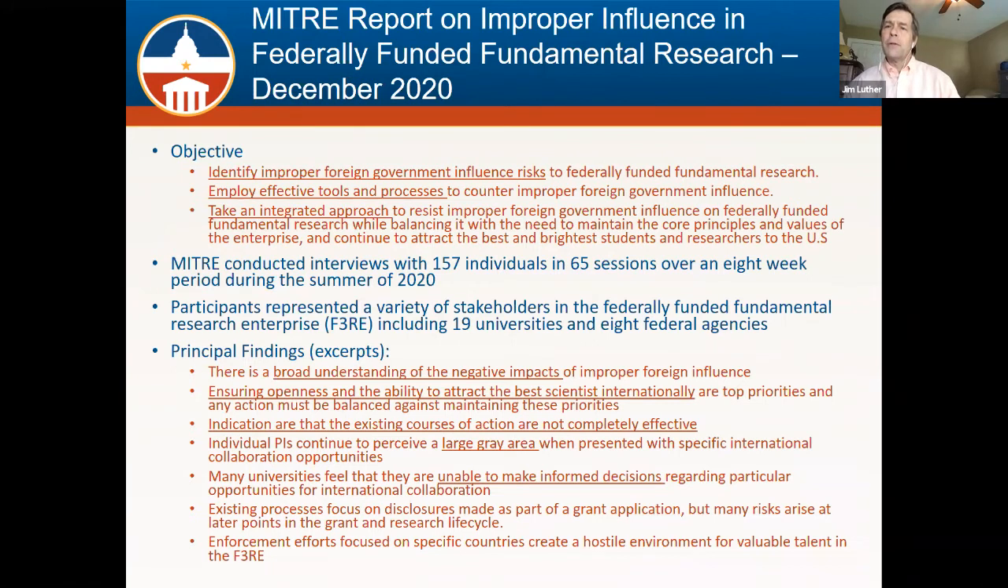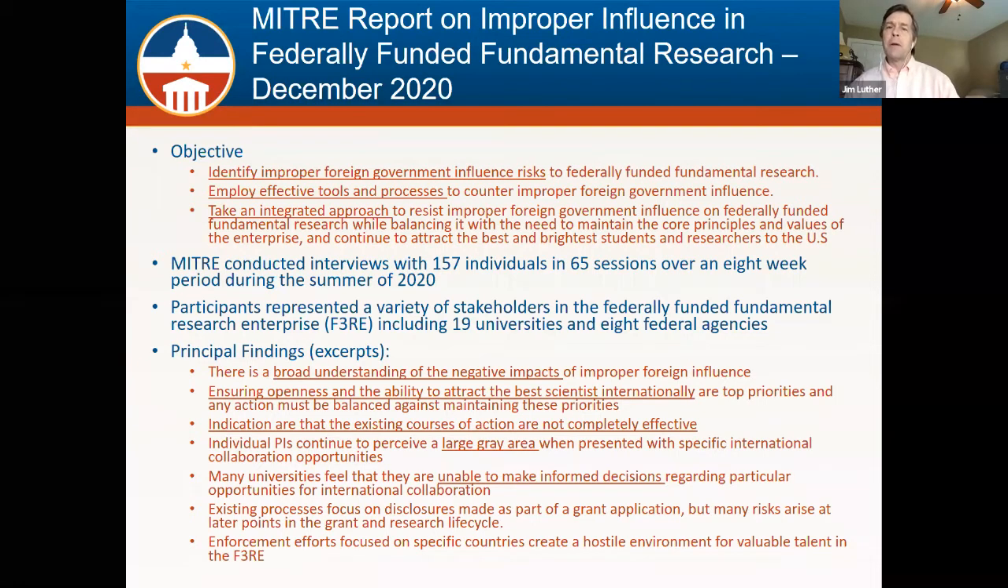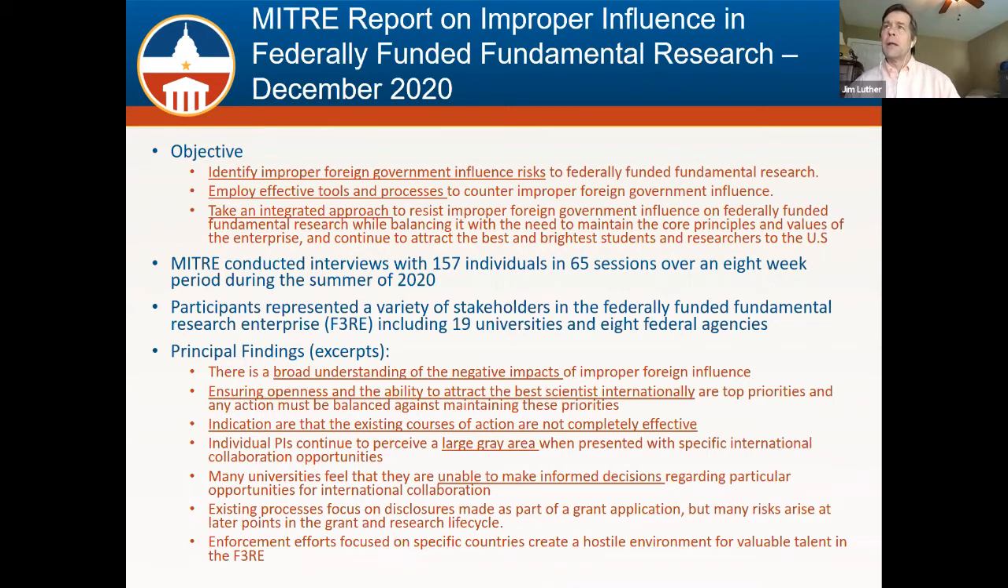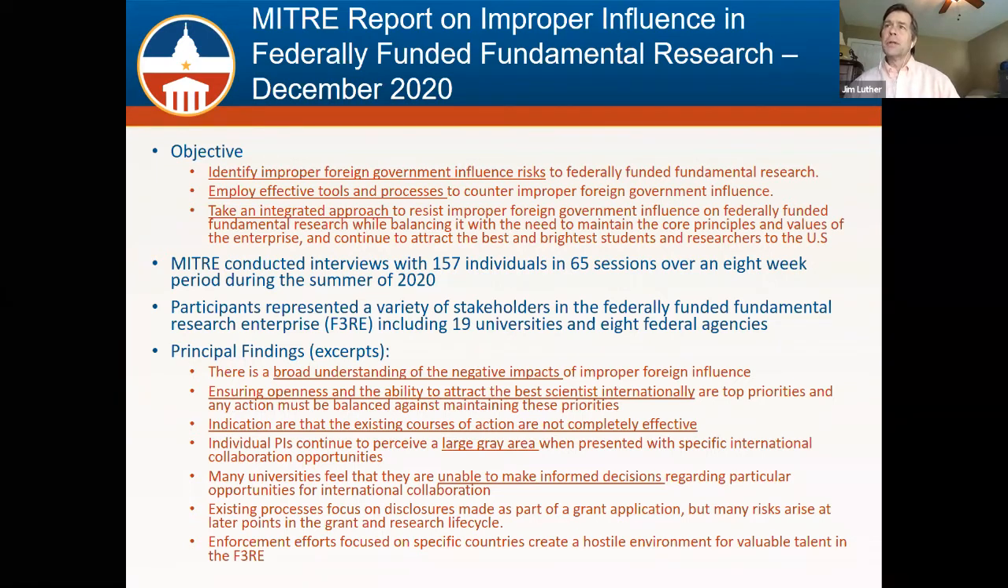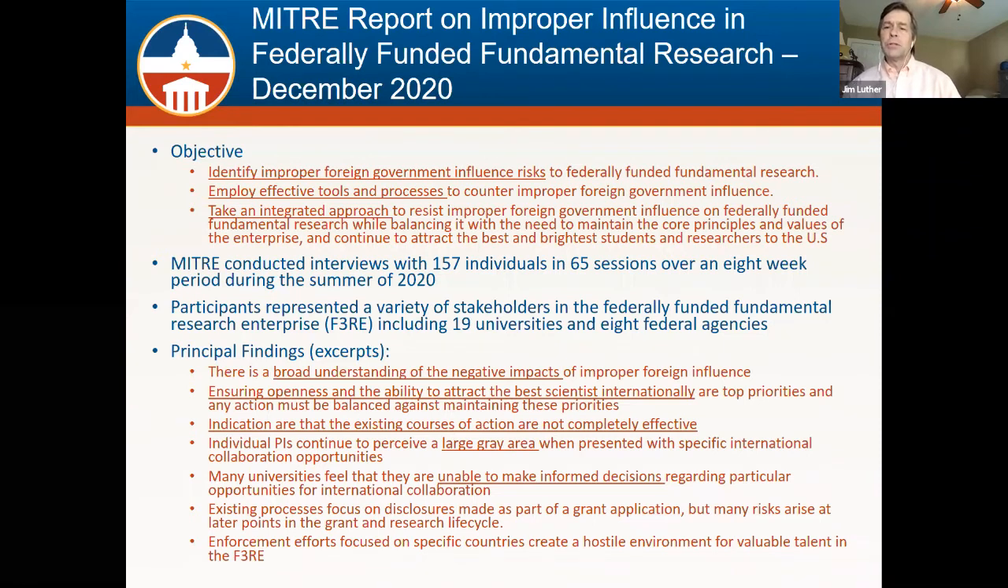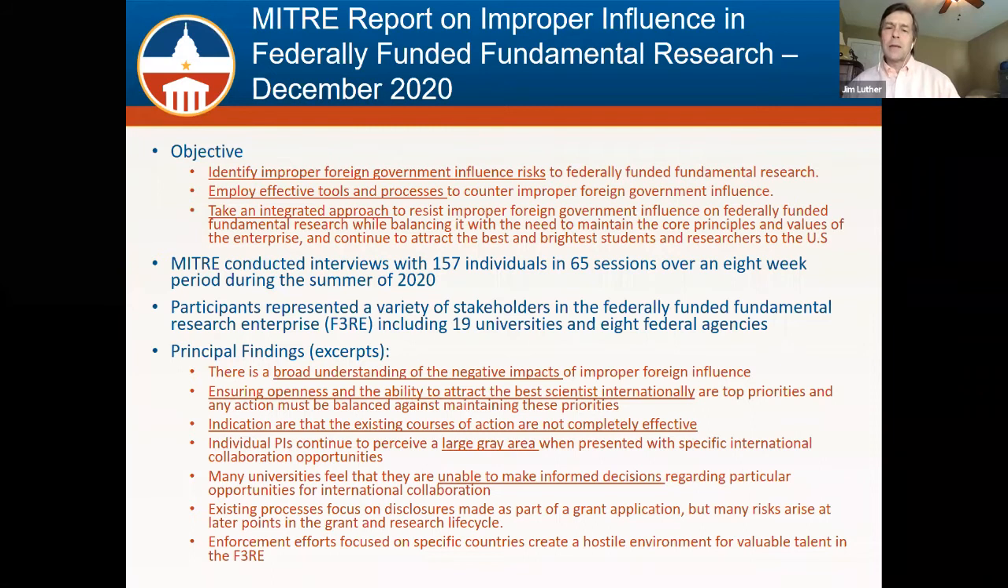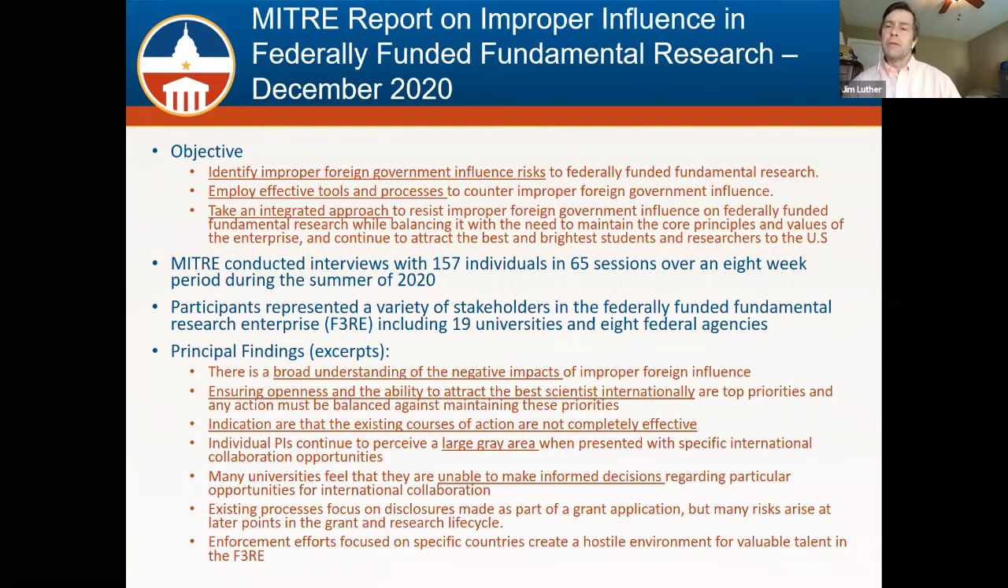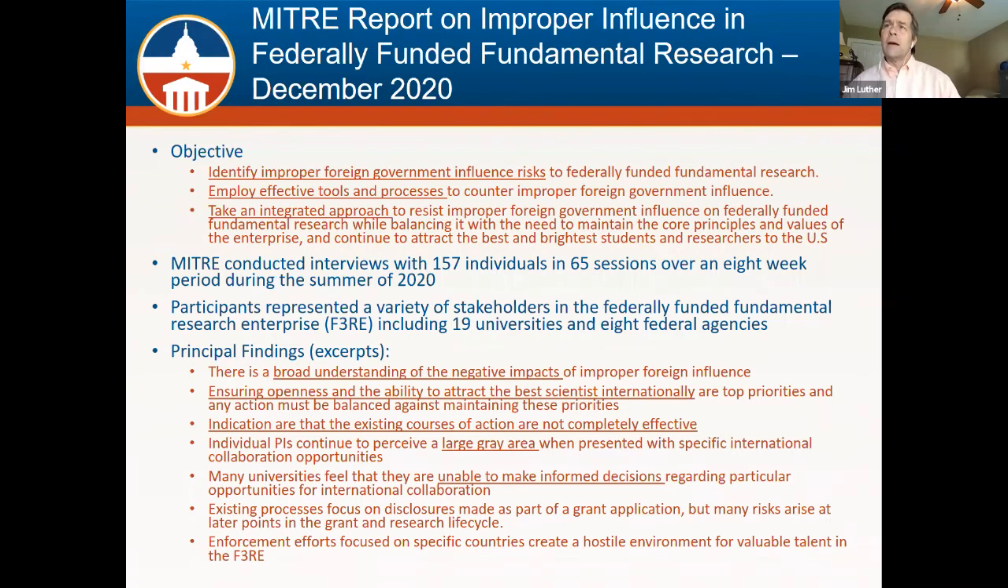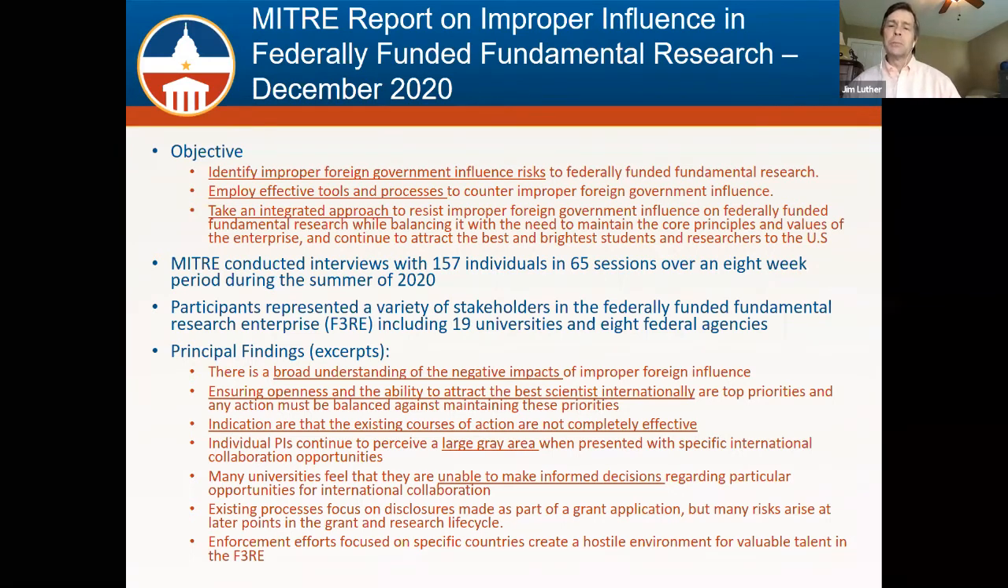You may remember MITRE. They've been to many FTP meetings over the last couple of years and even longer. They presented to FTP 6 months or so ago about some work they were doing around this foreign influence space. And you can see at the top, their objective was to identify improper foreign influence risks, employ effective tools, and then take an integrative approach. And to do that, they met with a large number of individuals, different institutions. I think they met with COGR, with FTP leadership. I see Dick Seligman on here and others. They met with lots of individuals, both from their institutional perspective as well as their broader perspective from associations and so forth. And then the next, I think, 2 slides I have are just some of the principal findings and excerpts.